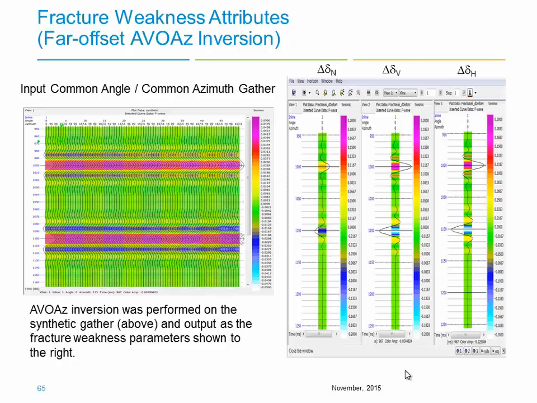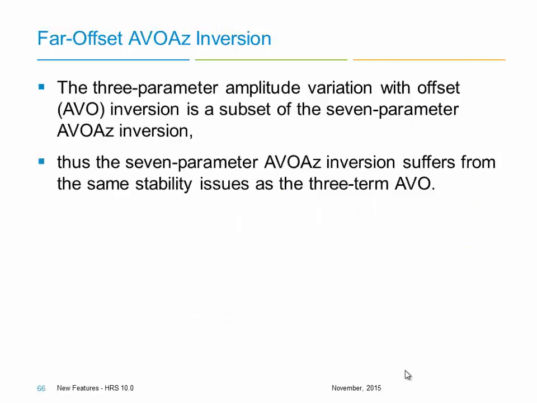We can do this also in a volume style. I have a synthetic gather to the left, and then based on the synthetic gather, I can estimate the normal, the vertical, and then the horizontal fracture weaknesses. When you go into the fracture, you're getting a positive reflector, and then when you leave the fracture, we're getting a negative reflector. And by looking at the signs, you can see that we're getting the right phase associated with the symmetry axis.